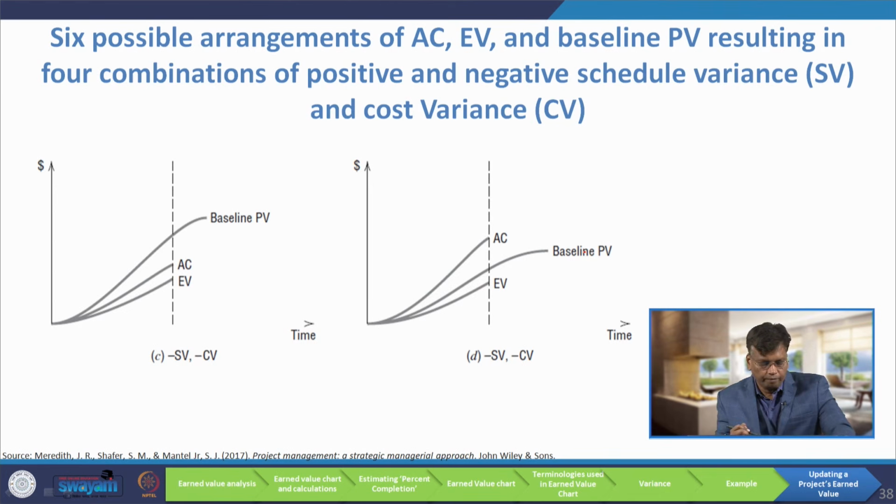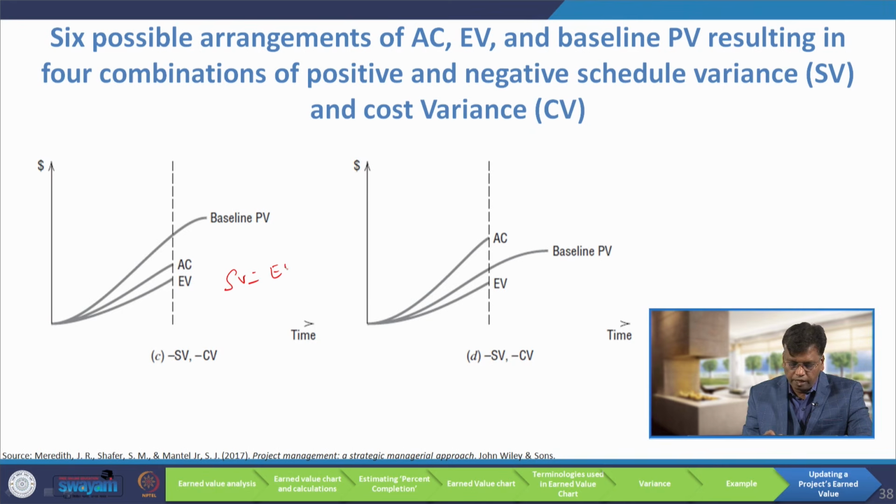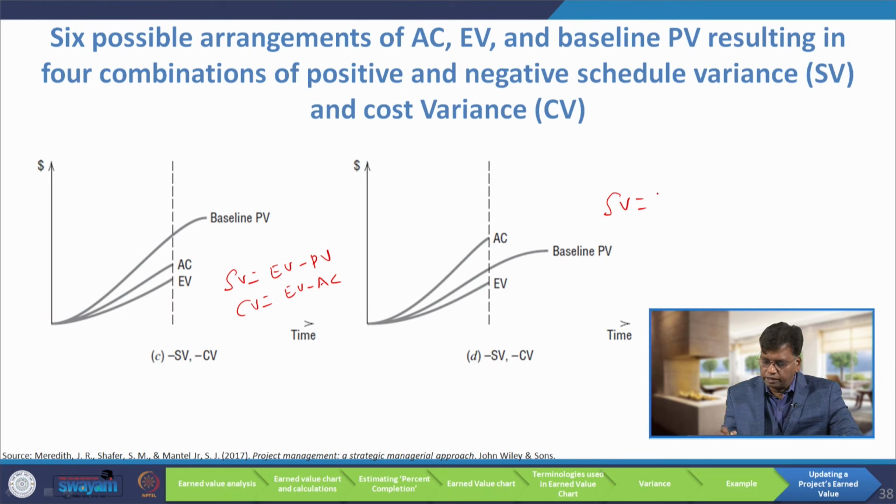For the other possibilities, you see the baseline is here, actual cost is more, but the EV is less. So here the schedule variance, EV minus PV, will be negative, and the cost variance, EV minus actual cost, will also be negative. The next situation is what I have shown previously: the schedule variance, EV minus PV, obviously will be negative, and the cost variance, EV minus AC, also will be negative. This is one situation.